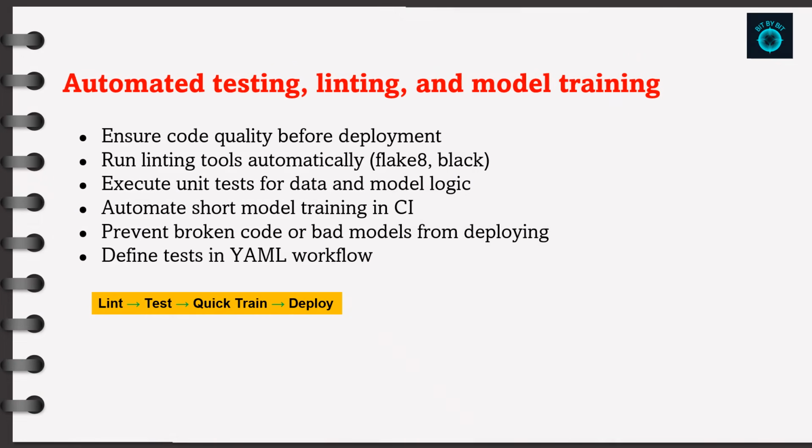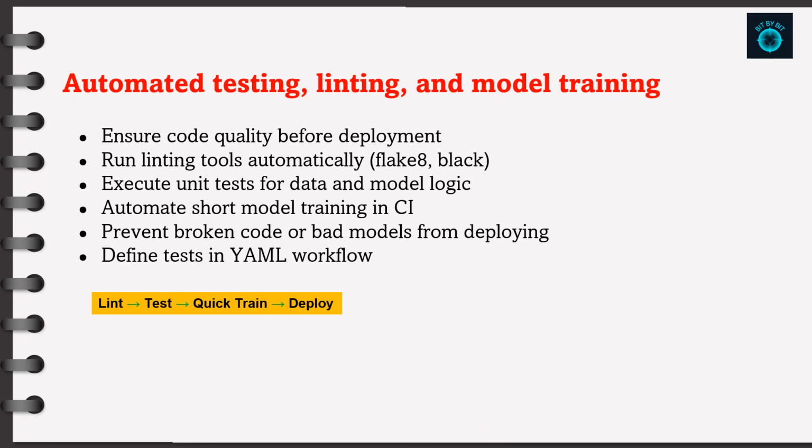Automated testing, linting, and model training. This part of the MLOps pipeline focuses on automation for quality assurance, making sure that every code change, data update, or training script works perfectly before deployment. Let's go line by line. First, ensure code quality before deployment. In MLOps, we never want untested or messy code to reach production. Before a model or service is deployed, we run several automated checks to verify that everything meets quality standards.